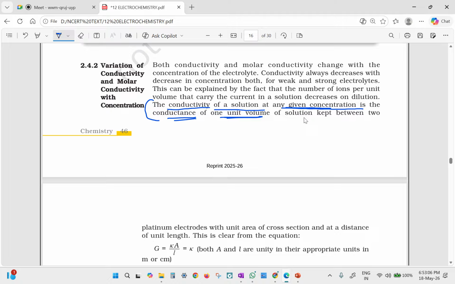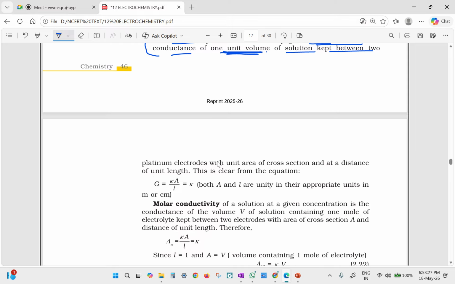So if the concentration is high, since I'm fixing the volume, there are more ions. If the concentration is low, there are fewer ions, because the volume of the solution is fixed. So conductivity of a solution at any given concentration is the conductance of 1 unit volume of solution kept between platinum electrodes with unit area of cross section and at a distance of unit length.